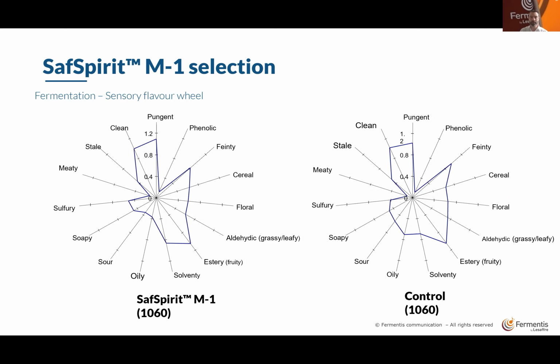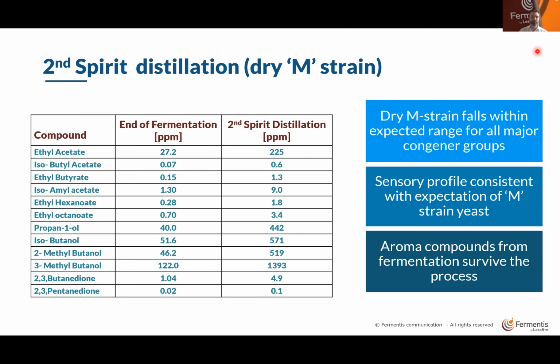In terms of flavor, for the tasting panel, here you have two spiral graphs with some attributes. On the left-hand side, you have the Saspirit M1 at standard gravity, and here you have the control. Of course, we have the data for all the trials, but this is just a selection to show you. It's pretty clear that you have a flavor match between the two. If you go high in one attribute, you get higher, and you have a perfect match between the two strains.